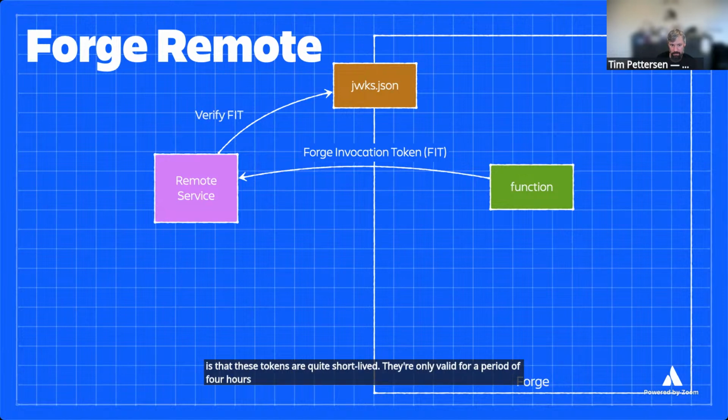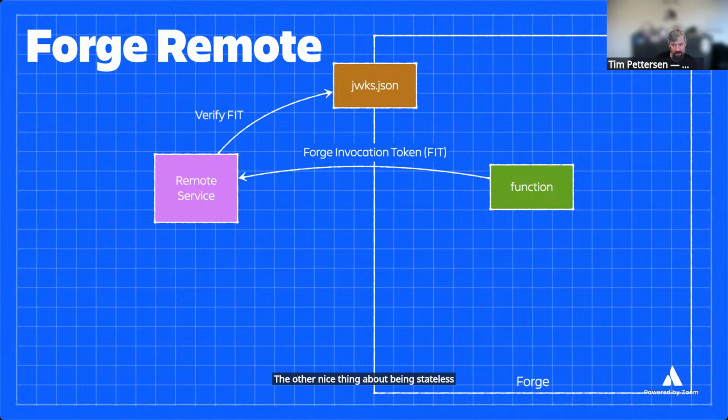So it does massively increase the security posture of operating a remote service versus something like Atlassian Connect, where you have to store very powerful shared secrets. The other nice thing about being stateless is you may not even need a database for your remote service.